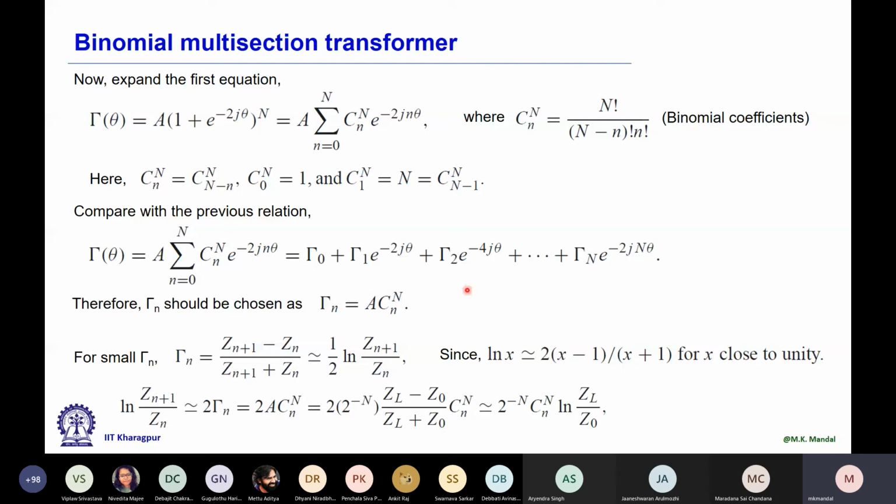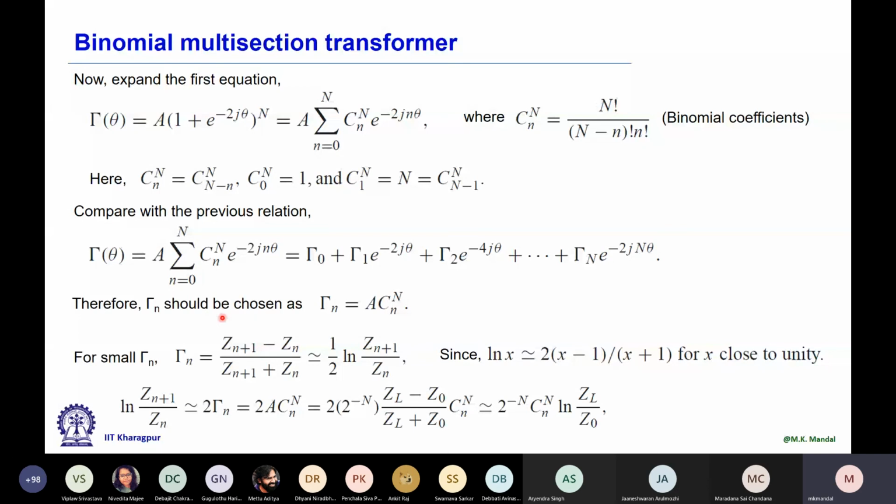Now, what should be the value of gamma n for any section, gamma small n? That is represented by A C small n. Then for small n, what is the definition of gamma n? This is the partial reflection coefficient at the nth junction. So you use that ZL minus Z0 by ZL plus Z0, then Zn plus 1 minus Zn by Zn plus 1 plus Zn.